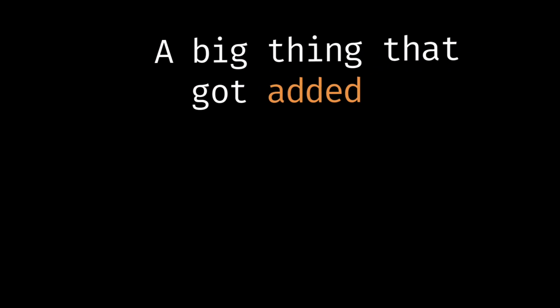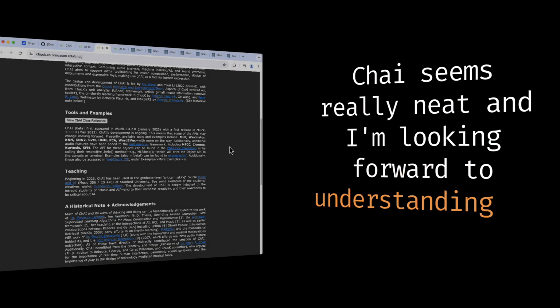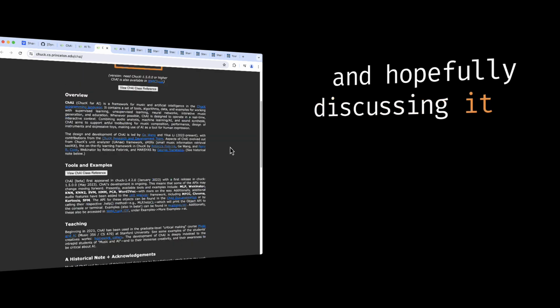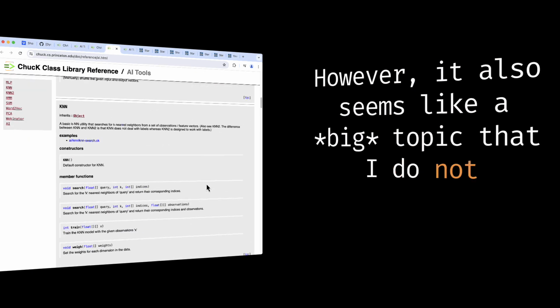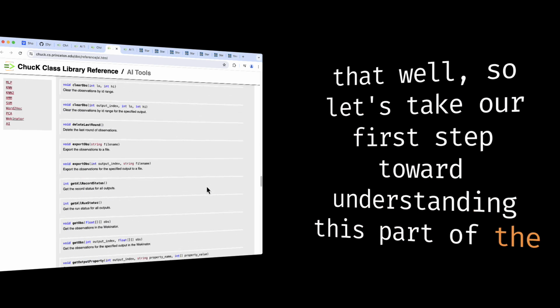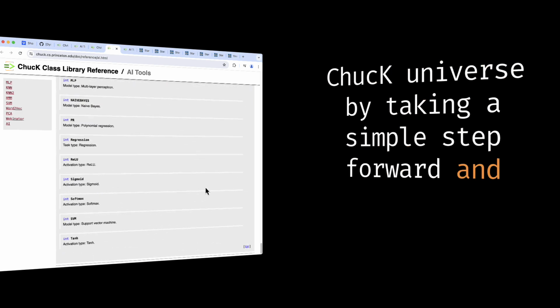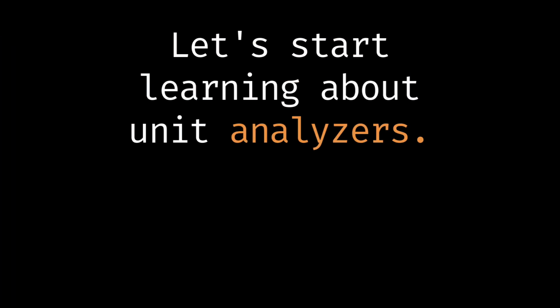A big thing that got added in ChucK 1.5 was the inclusion of what ChucK calls CHI, which is the name of the way AI is integrated into ChucK. CHI seems really neat, and I'm looking forward to understanding it a little better and hopefully discussing it in future videos. However, it also seems like a big topic that I do not currently understand all that well, so let's take our first step toward understanding this part of the ChucK universe by taking a simple step forward and learning something simple first. Let's start learning about unit analyzers.